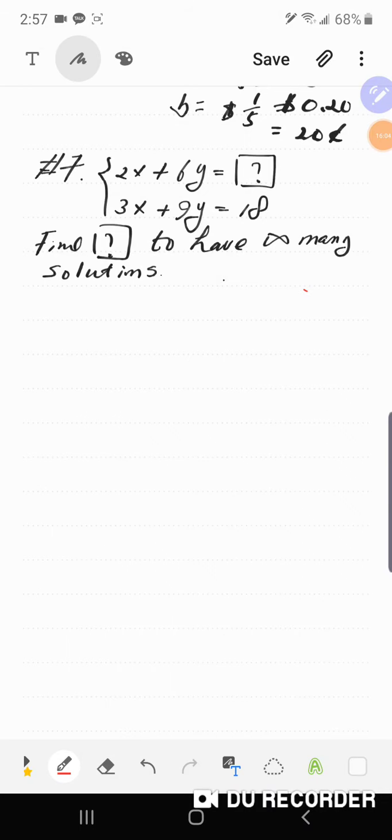Okay, number 7 has two equations, but there's a question mark. We want to find this value so that these two equations have infinitely many solutions. In order to have infinitely many solutions, this means the two lines are equal. That means the two equations have to be equal. So here's equation 1 and equation 2. In order for these two equations to be equal, let's find out.